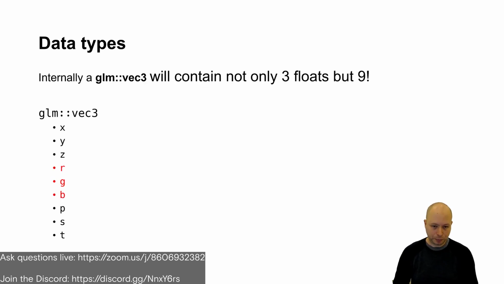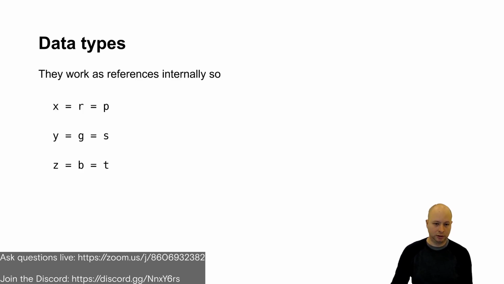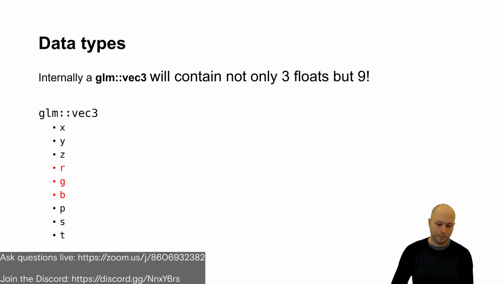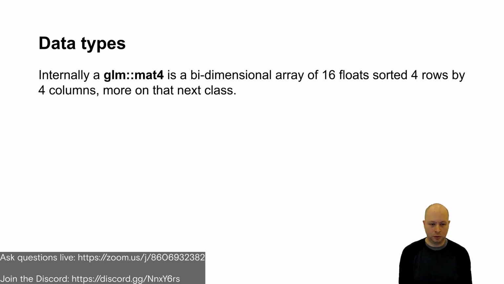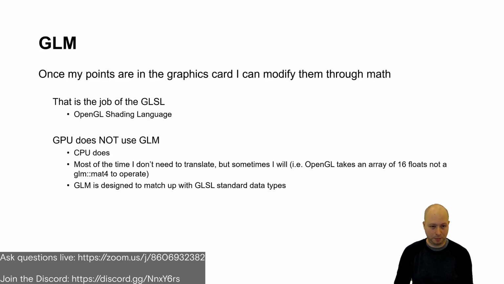The vector 3 is not going to only contain 3 floats. It actually has 9, but internally they work as references. So it's sort of like you can hit XYZ, or respectively RGB or STP, and these are all the same values underneath the covers. It's kind of like a union, but a bit different. So internally, the mat4 is really just a bidimensional matrix of 16 floats, sorted by 4 and 4 columns, and we'll talk about that more in the matrix lecture coming up.